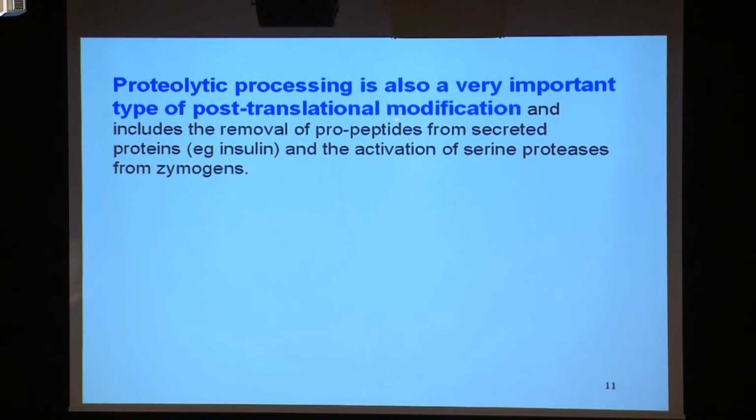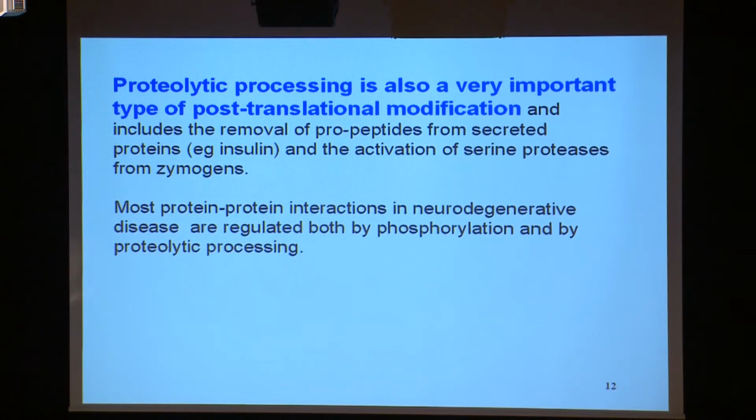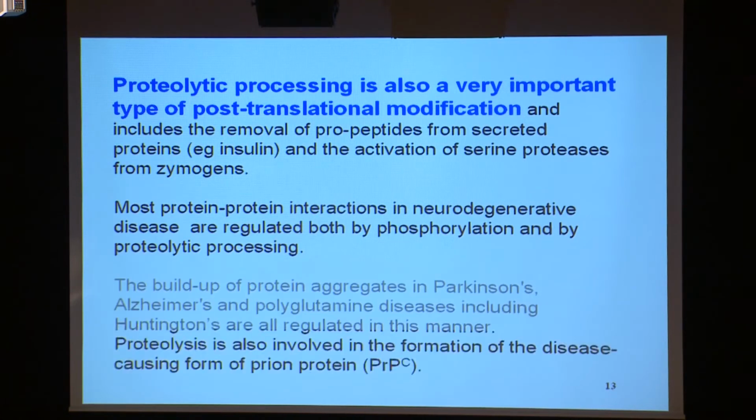So, as well as a lot of propeptides being removed from secreted proteins such as insulin, and activation of serine proteases and zymogens, there are also other post-translational modifications such as phosphorylation. And the addition of phosphate to proteins is a very important aspect of protein interactions. So most protein-protein interactions in neurodegenerative diseases are regulated by both phosphorylation and by proteolytic processing.